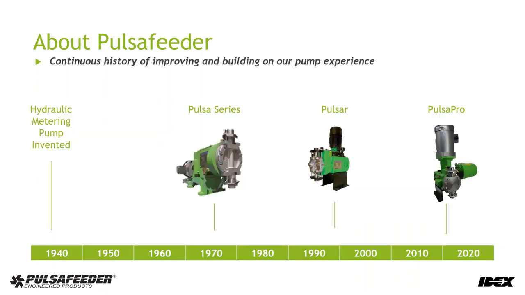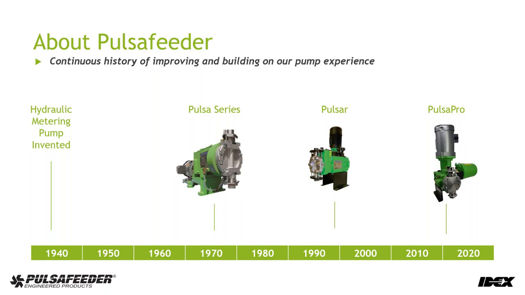So a little bit about Pulsafeeder and our history. We have the continuous history of improving and building on our pump experience. The hydraulic metering pump was invented in 1942 by a gentleman by the name of Larry Wilson at a company called Lap Corporation. And since then, in the 70s, Lap Corporation became Pulsafeeder. And in the 1970s, the Pulsa series, the first complete series of hydraulic actuated metering pumps, was introduced. Call that our legacy product line.